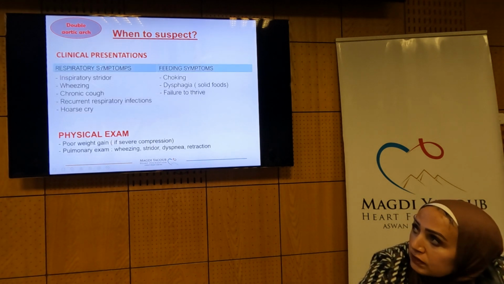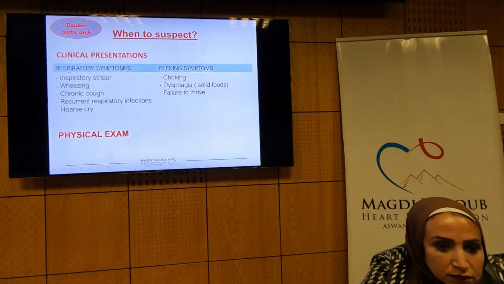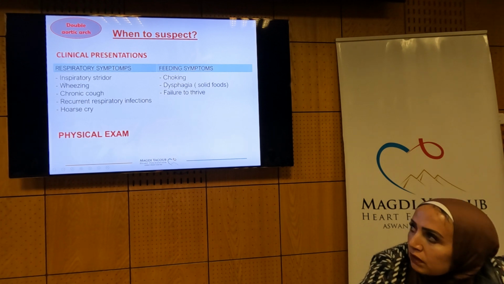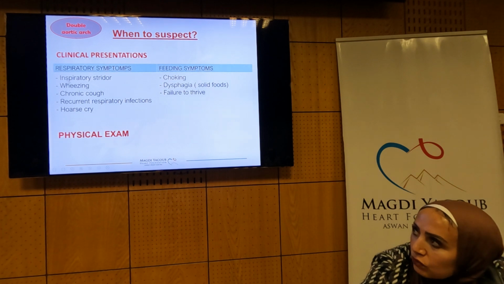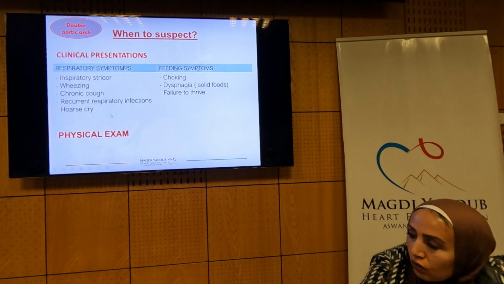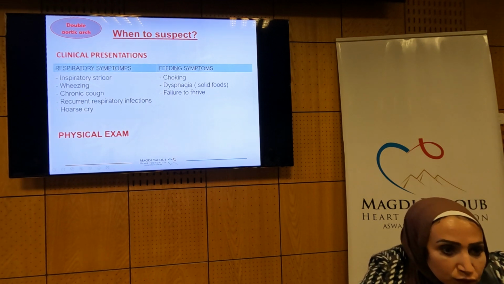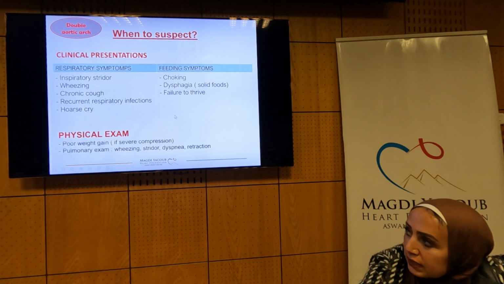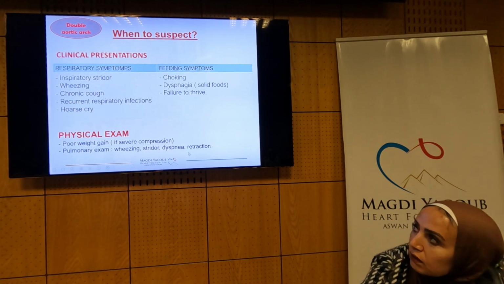The clinical presentation: how do you expect the patient with double aortic arch to present? It depends on the respiratory and feeding symptoms. Usually it is an early presentation if this is a significant vascular ring. Respiratory symptoms include inspiratory stridor, wheezing, chronic cough, recurrent respiratory infection, and hoarse cry. Feeding symptoms include failure to thrive, dysphagia, or choking due to compression on the esophagus. On physical exam, you will have poor weight gain if there is severe compression, and on pulmonary examination, wheezing, stridor, or dyspnea.